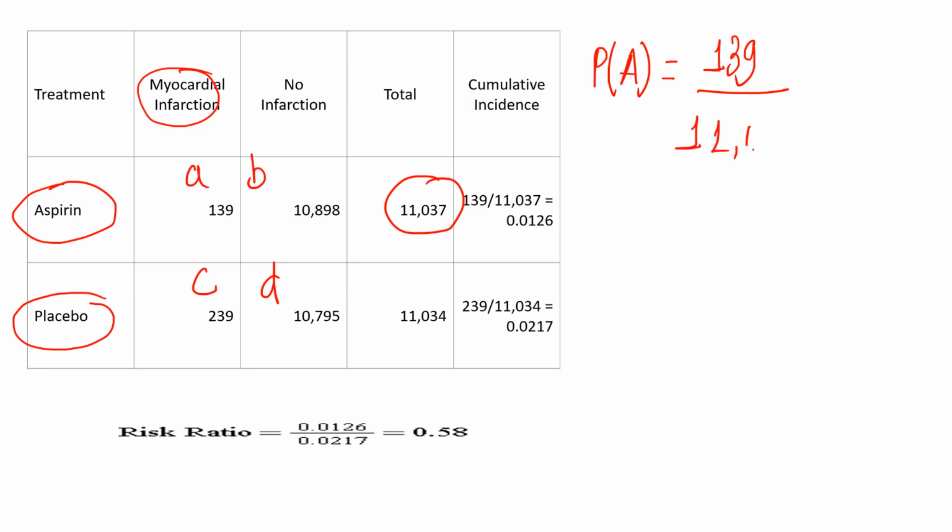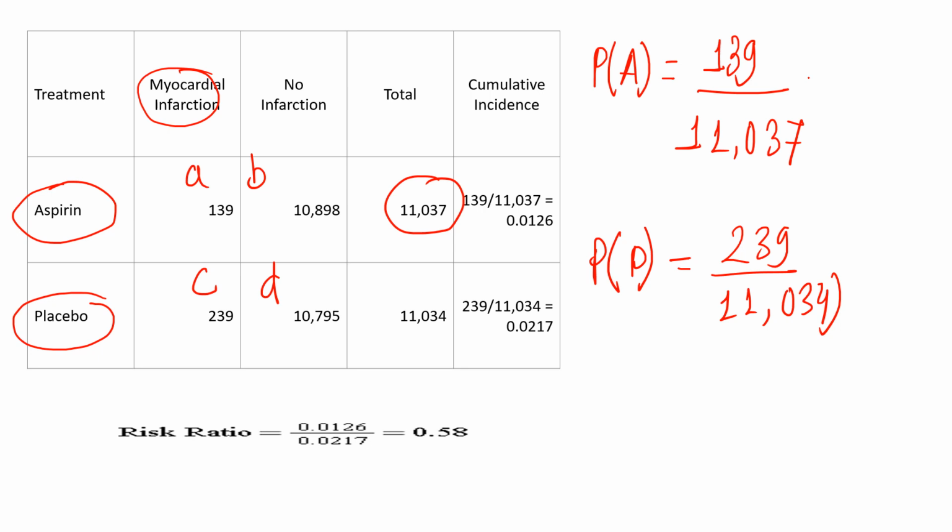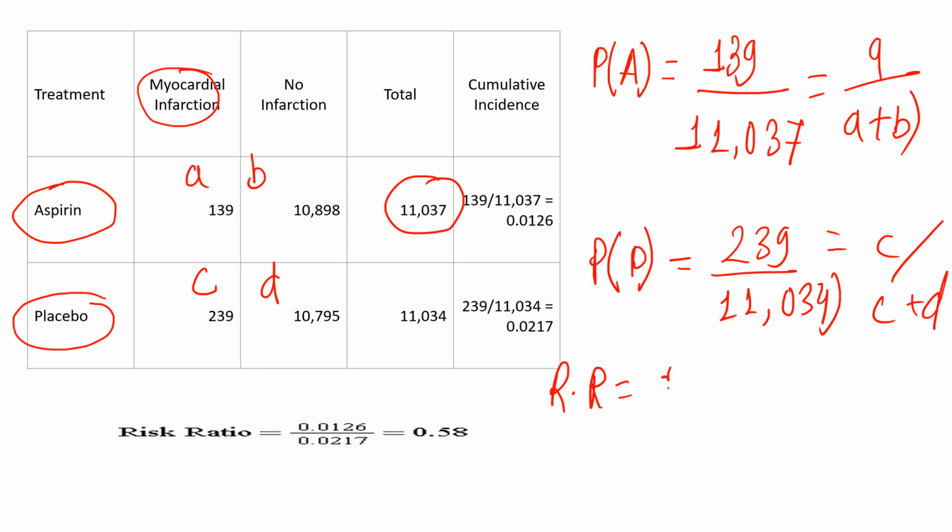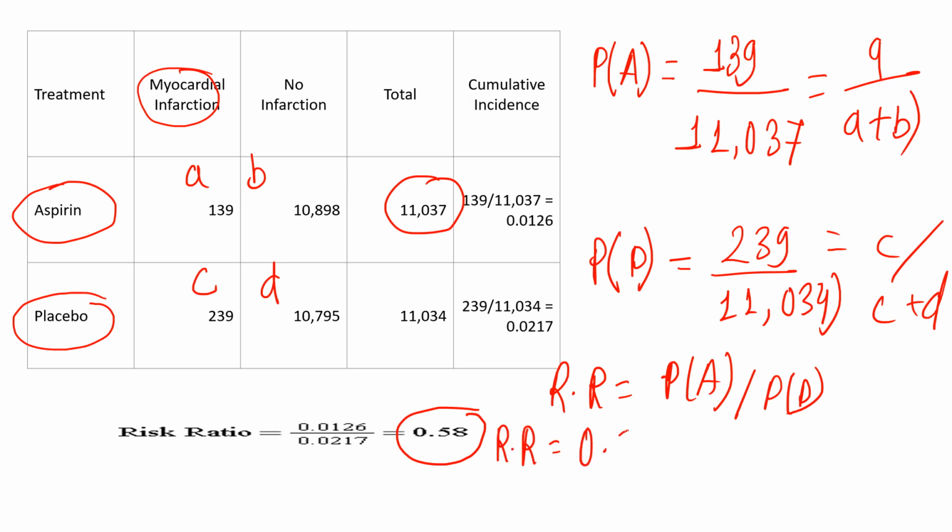11037. Similarly the probability of the placebo group having myocardial infarction will be 239 by 11034. What does this mean? A by A plus B is compared with C by C plus D. Now if you take the relative risk ratio, it will be as mentioned, PA upon PP. This is your calculated relative risk ratio, and the relative risk ratio here is 0.58.